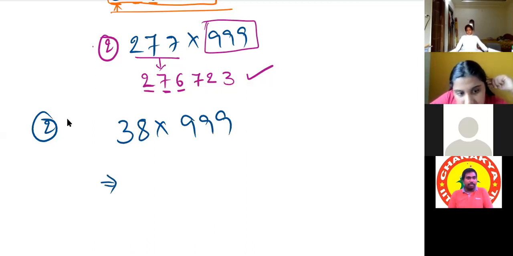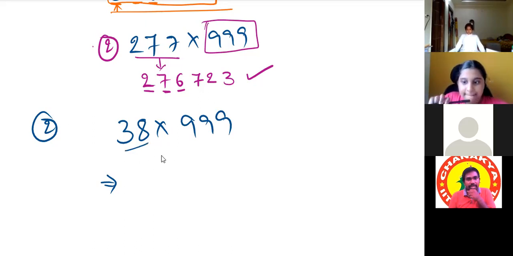Sudisha, tell me, what is your doubt? If you take 38 only, but we have 3 nines, how can we do it? If you have more nines and fewer digits, what do we do? That is the case here. Here the digits are 2 only, but the nines are 3.